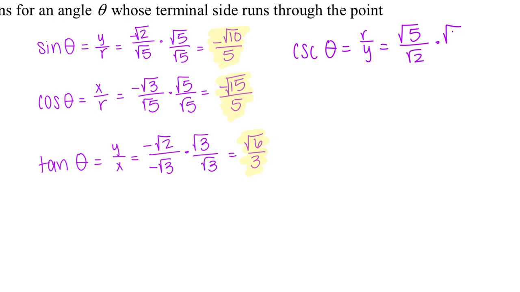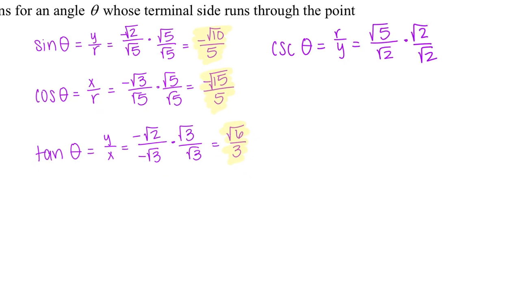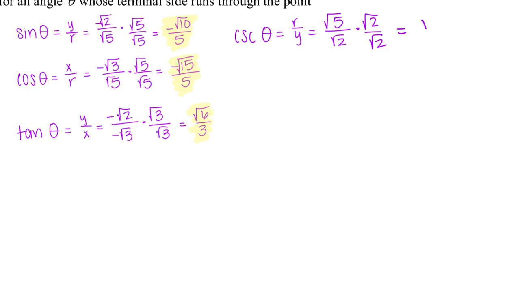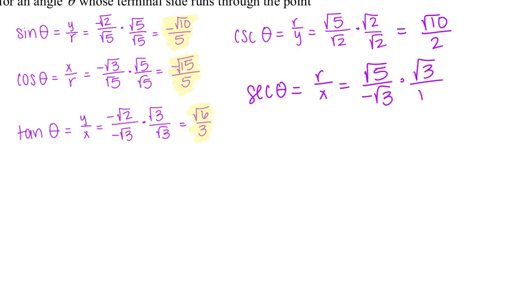Okay, rationalize it, and I'm going to end up with the square root of 10 over 2. I'm going to have secant theta, which is r over x, or not negative 3, it's square root 5 over negative square root 3. Rationalizing that square root 3, I'm going to end up with negative square root 15 over 3.